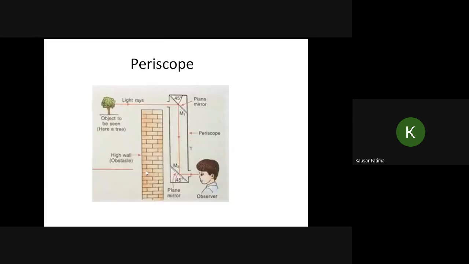Now, periscope, an application of the plane mirror. A periscope consists of two plane mirrors held at 45 degrees to each other. So here the boy can see the tree outside the wall. He is sitting in his room and he has kept these two mirrors in a box, and these are held at 45 degrees to each other. Light ray from the tree strikes the plane mirror M1, hits the mirror M2 and enters the person's eye. Though there is an obstacle, without this instrument the boy could not see it.